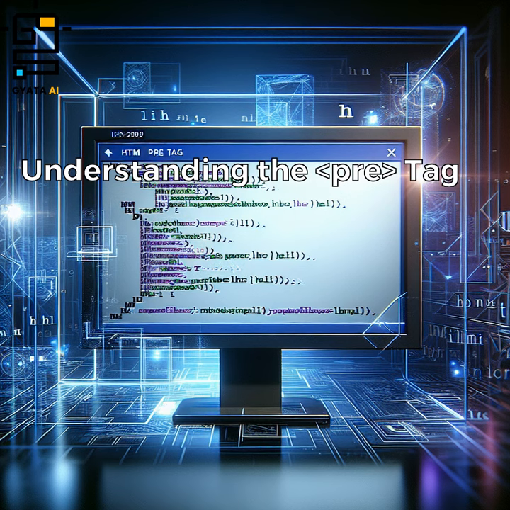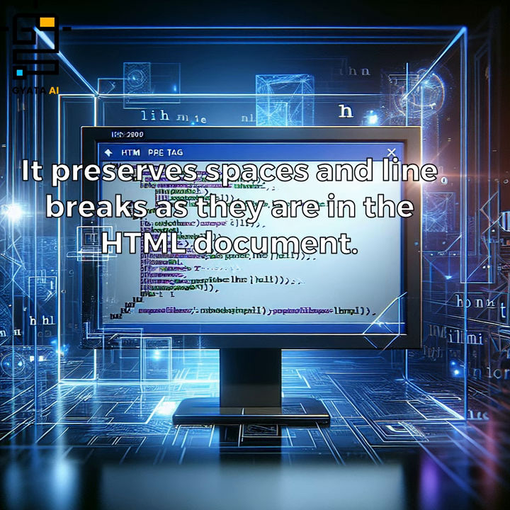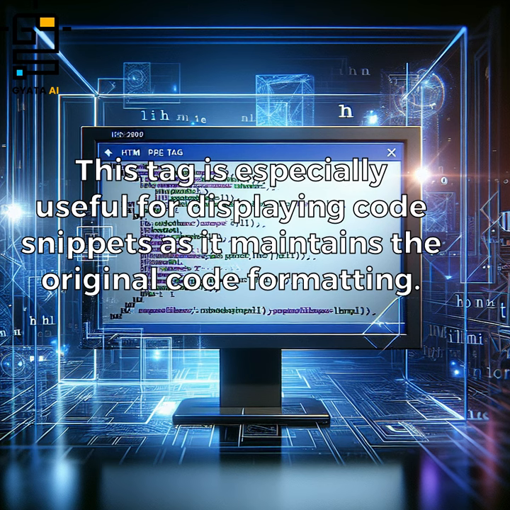Understanding the pre tag. The pre tag is a block level element used to display pre-formatted text. It preserves spaces and line breaks as they are in the HTML document. This tag is especially useful for displaying code snippets as it maintains the original code formatting.